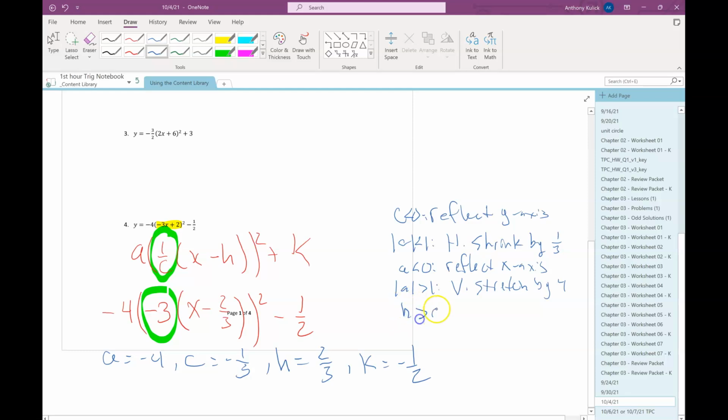Since the H value is positive, we're going to go right 2/3 of a unit. And since the K value is negative, we're going to be going down 1/2 a unit.